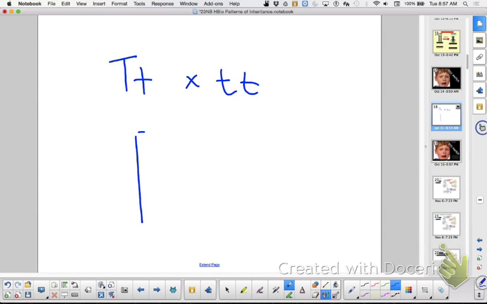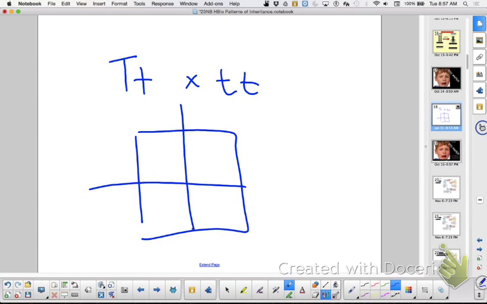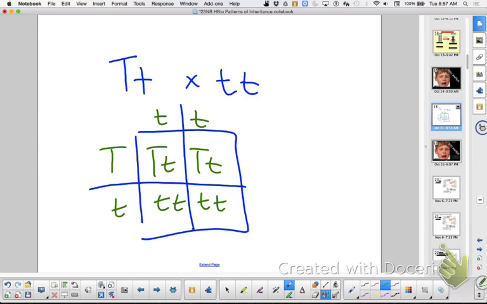So then you set up a Punnett square, something like this. Big T, little t, little t, little t. I'm guessing you did this. Now, does it matter where you put your T? No. You could have put it on either side. I just happen to work from left to right, and that's why I put that there and that there.